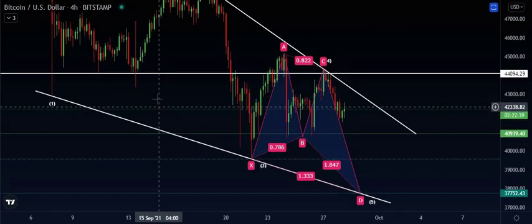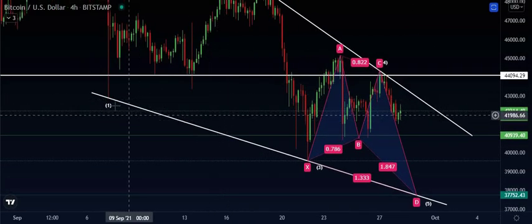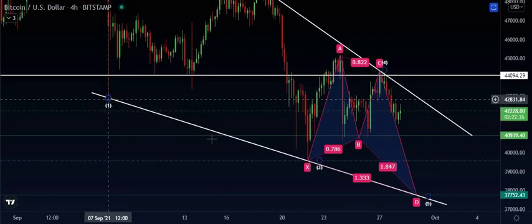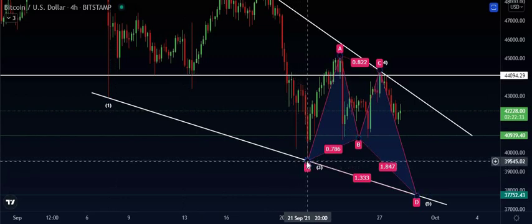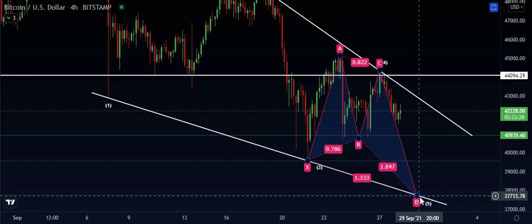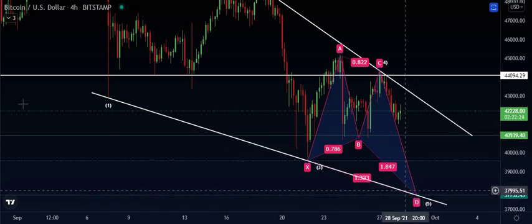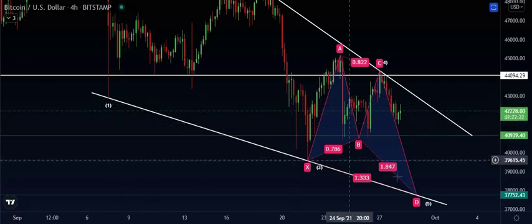All right, as we're looking at this as a leading diagonal, we should consider this wick right here as support, and this other wick is support. So also on this white line, we should expect the price to touch this line and get a reaction, this falling support line.